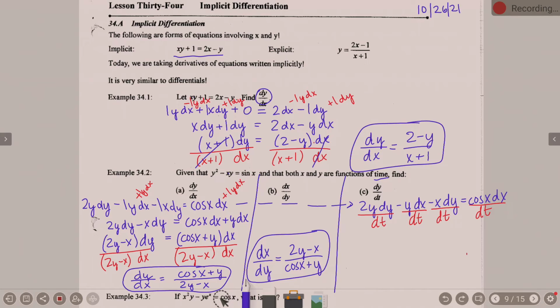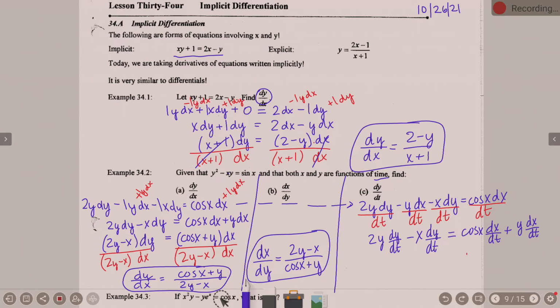If we're trying to solve for dy dt, we want to get all of our dy dt's on the same side. So I'm going to write this as 2y dy dt, and I'm going to keep my minus x dy dt. This minus y dx dt, how can I move it to the other side? We can add it to the other side. So I'm going to say equals, and I already have cosine x dx dt, and I'm going to add y dx dt. My goal is to solve for dy dt, so do you see where we're going here?